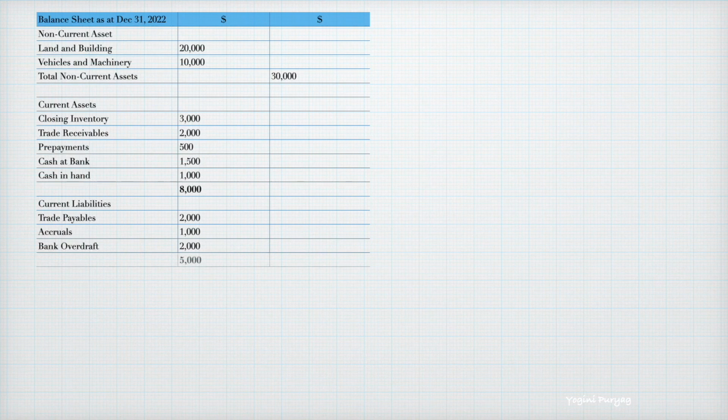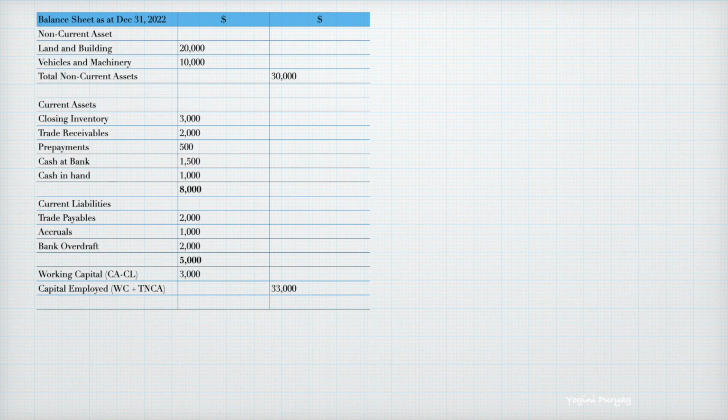The next heading is working capital. It indicates the ability of the business to meet its day-to-day expenses. A safe business will always have more current assets than its current liabilities. Finally, the balance sheet should indicate the capital employed figure. Capital employed is working capital plus total non-current assets. The capital employed figure should always match the total liabilities and equity figure.